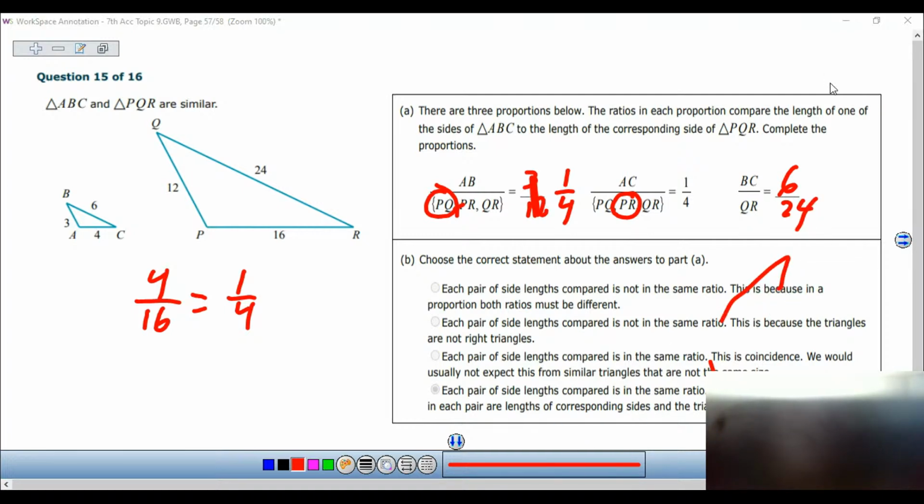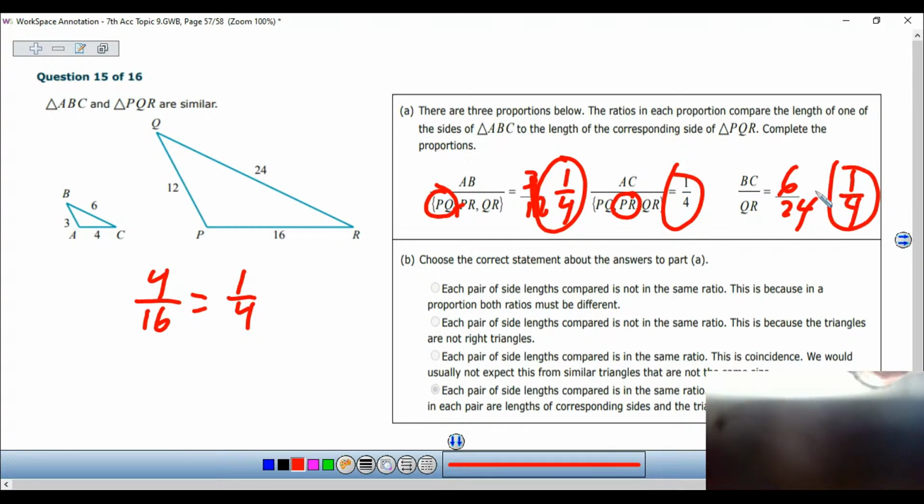Let me get that erased here. And then that reduces also to 1/4. So we've got our three fractions, and look, they're all the same: 1/4, 1/4, 1/4. Now we have to choose the correct statement.